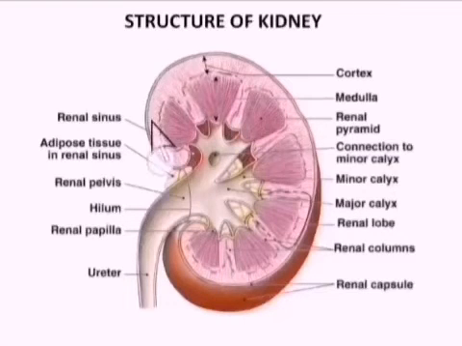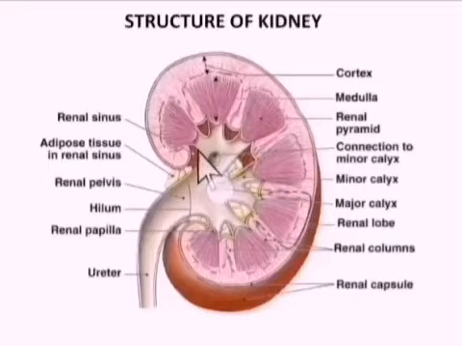The cortex contains all of the glomeruli. Below it there is the medulla, which consists of pyramids, renal pyramids. The renal pyramids and the overlying cortex is called renal lobe. So this is a renal lobe, this is a renal lobe, and etc. Approximately there is 15 to 18 lobe in each kidney.